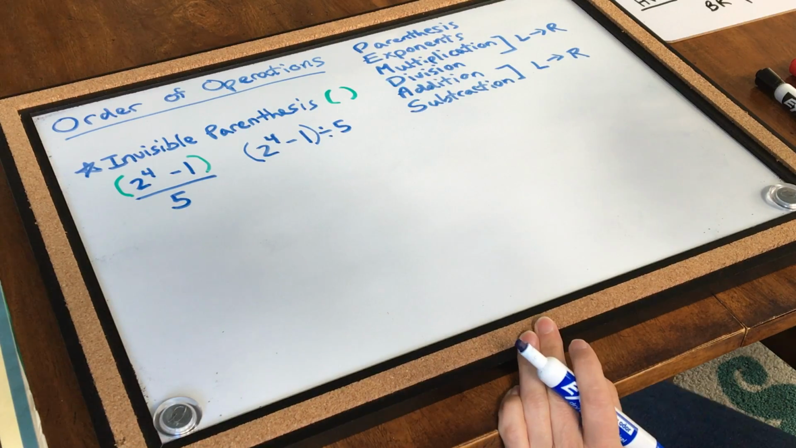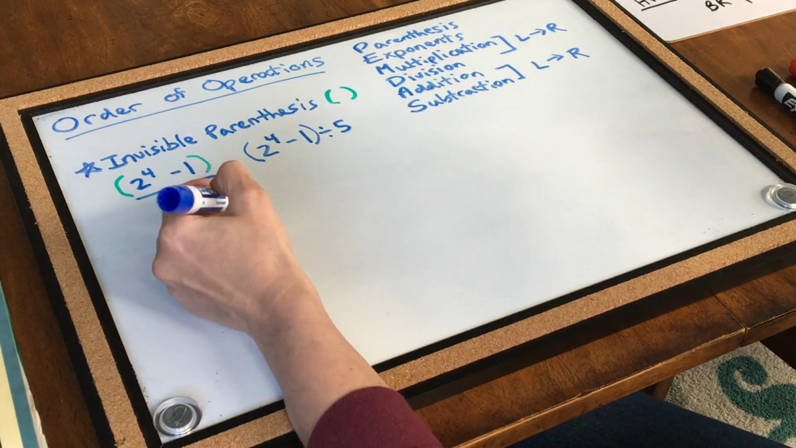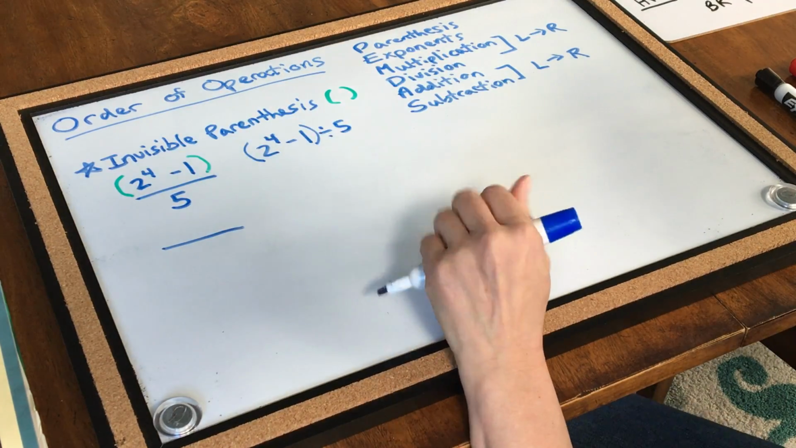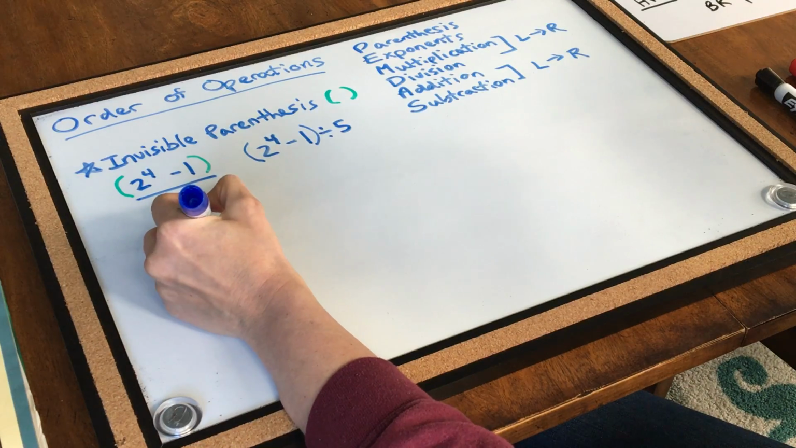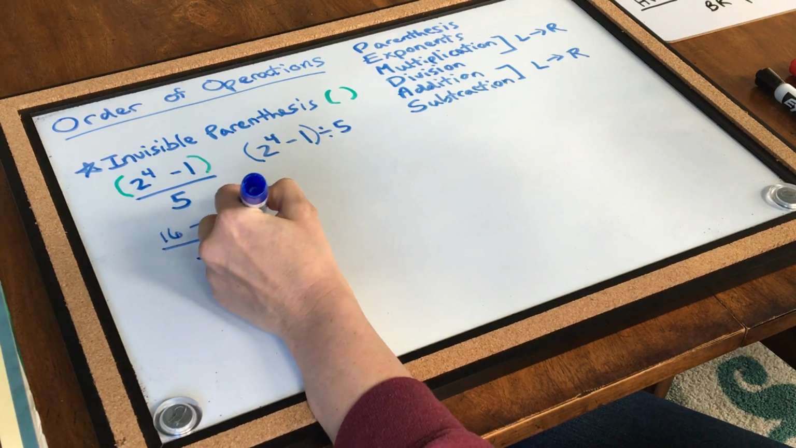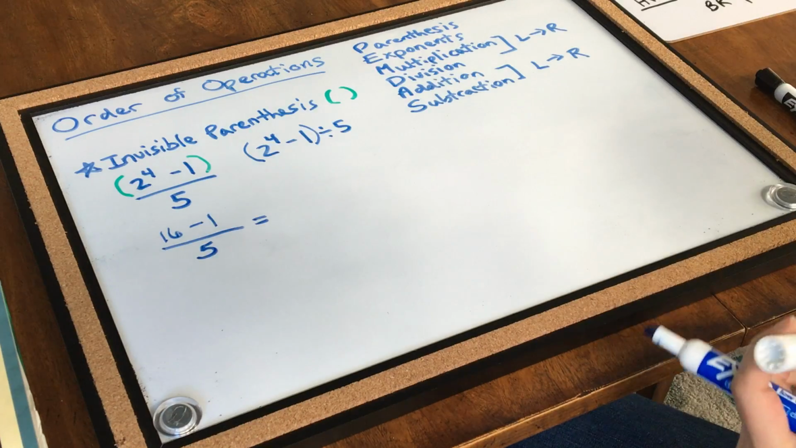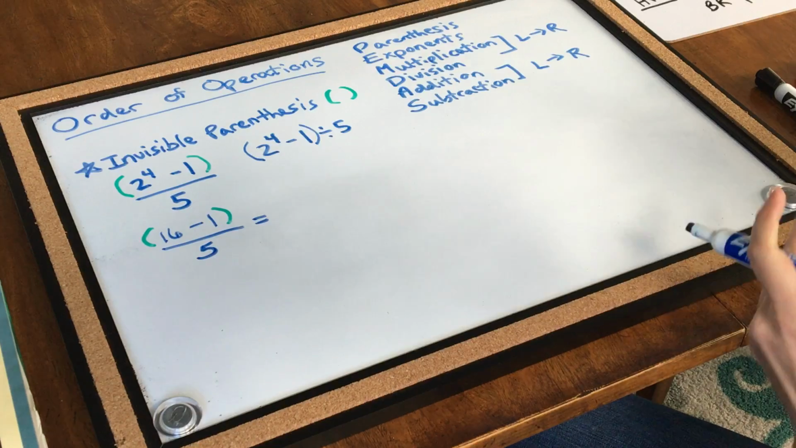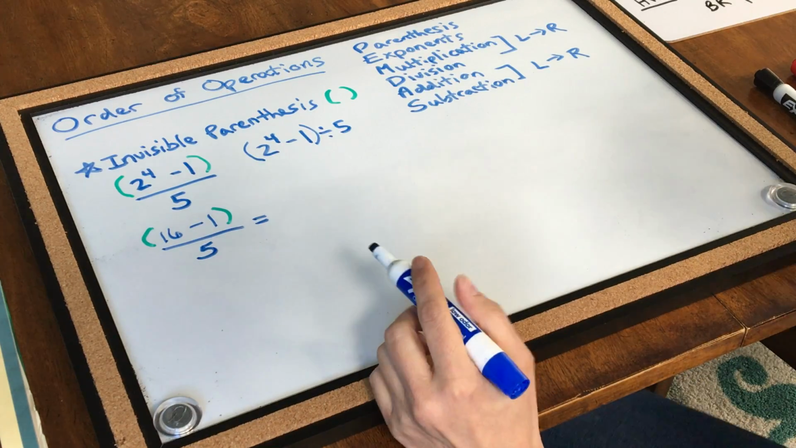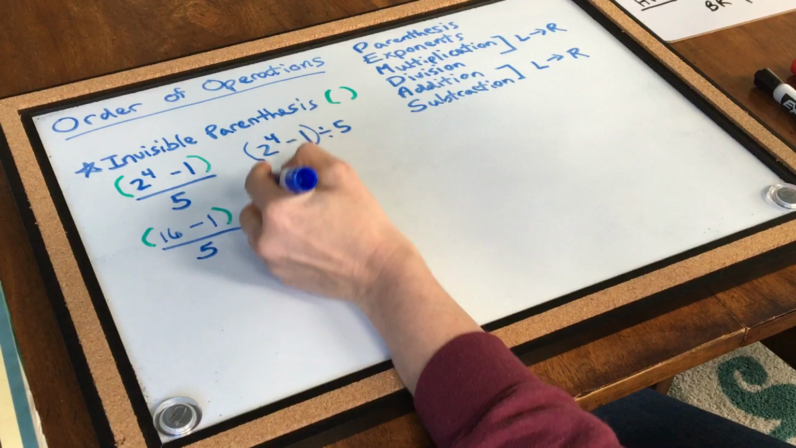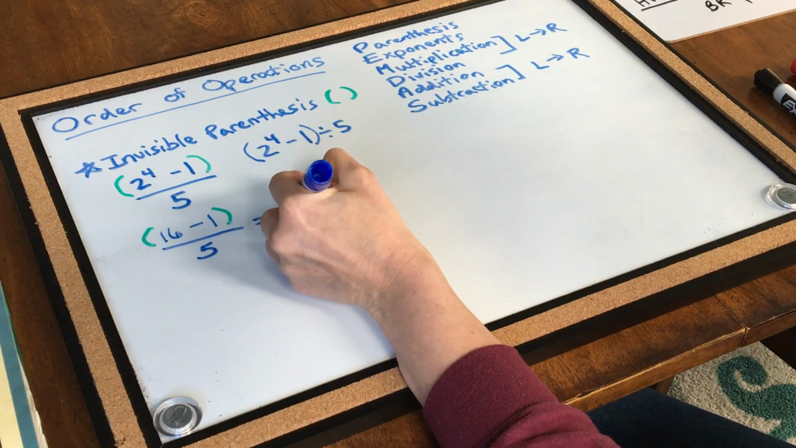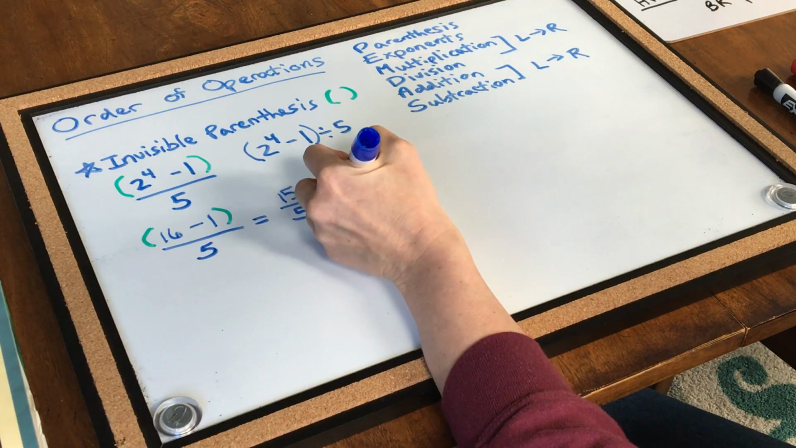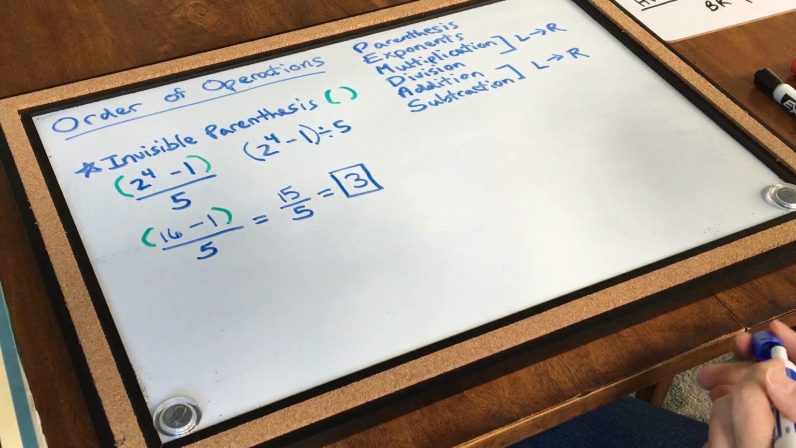Okay? Let's practice our order of operations and simplify this. So if I'm looking at this problem, I would have to take 2 to the 4th power first. That is 16 minus 1 and divide by 5. Remember, there are those invisible parentheses up there. So next, after I've done the exponents, I have to do the subtraction. So I'm going to subtract 16 minus 1 is 15. This leaves me 15 over 5, and that gives me 3. So 3 in this case would be my final answer.